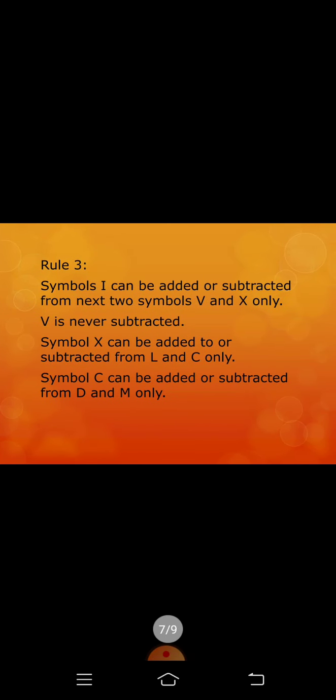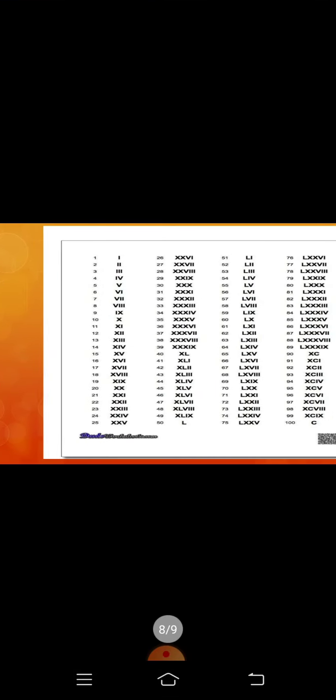Rule number 3. The symbol I can be repeated or subtracted from the next two symbols, V and X, only. V is never subtracted. Symbol X can be added to or subtracted from L and C only. The symbol C can be added to or subtracted from D and M only.